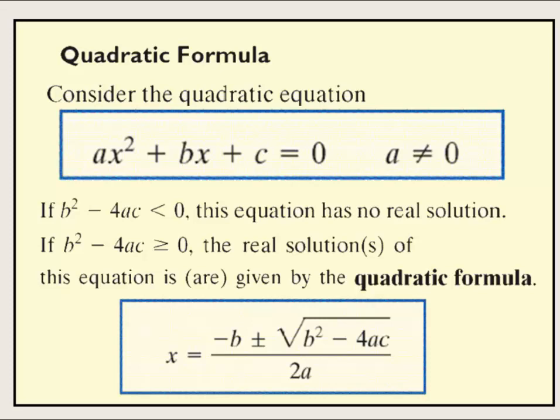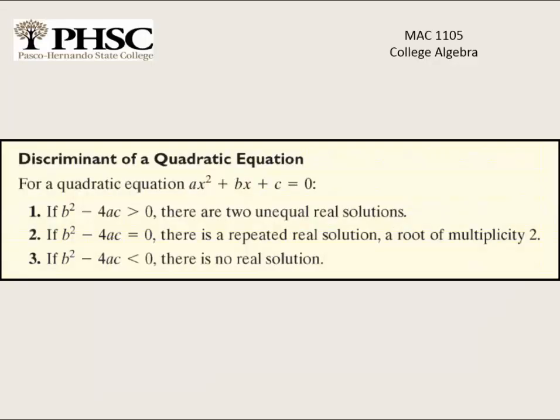So again, if b squared minus 4ac is less than 0, no real solutions. If b squared minus 4ac is greater than or equal to 0, there's either one solution or two solutions. So again, let me go over that again. So the discriminant is that b squared minus 4ac. So for a quadratic equation, ax squared plus bx plus c equals 0.